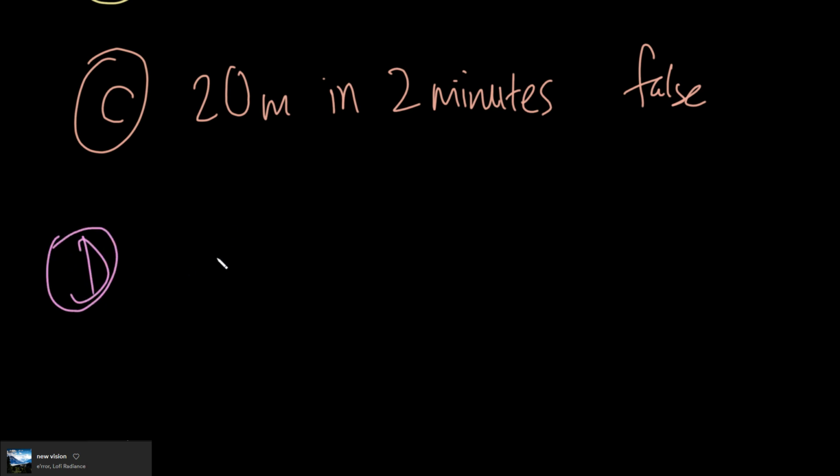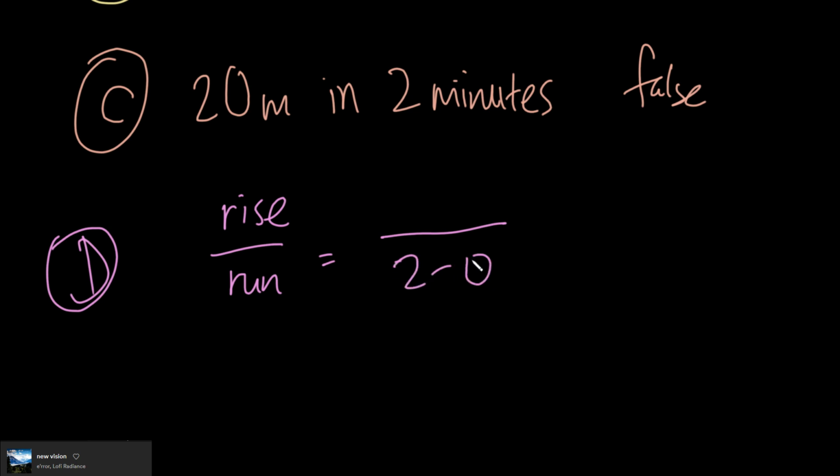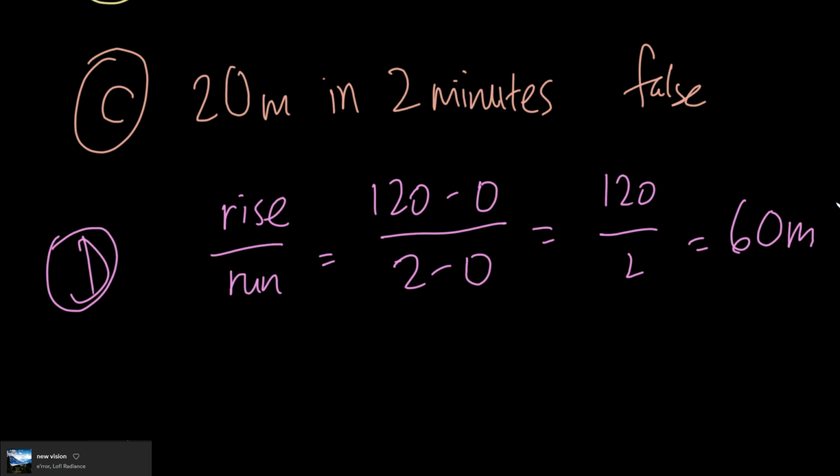So option D: traveled the same speed in the first and fourth segments of this trip. So same speed. And how do we know? We can simply use our rise over run, right? Remember, we're comparing slopes. The first segment is from minute 0 to 2, so we can say 2 minus 0. And we travel 120 meters in 2 minutes, right? So 120 divided by 2 here is 60 meters per minute.